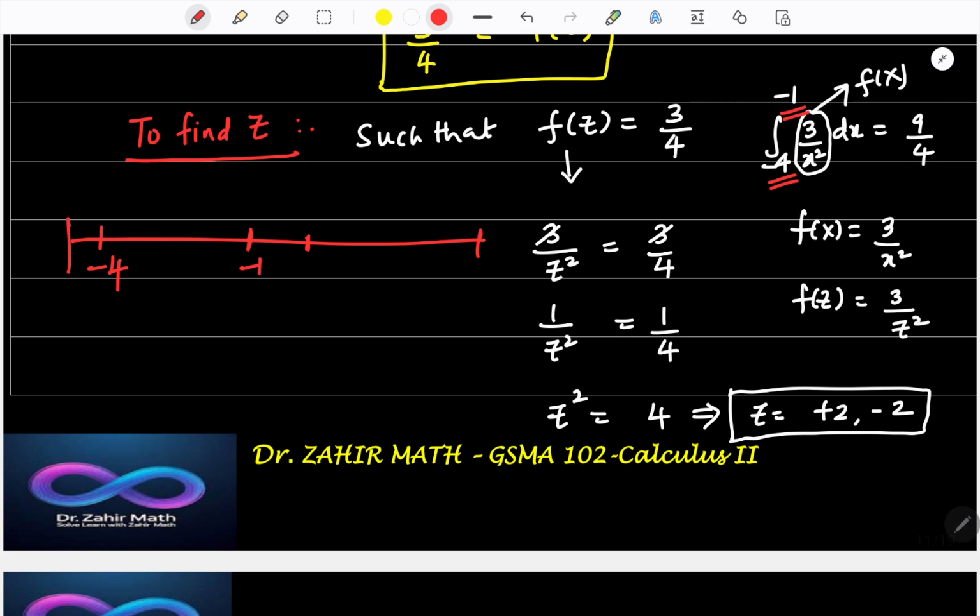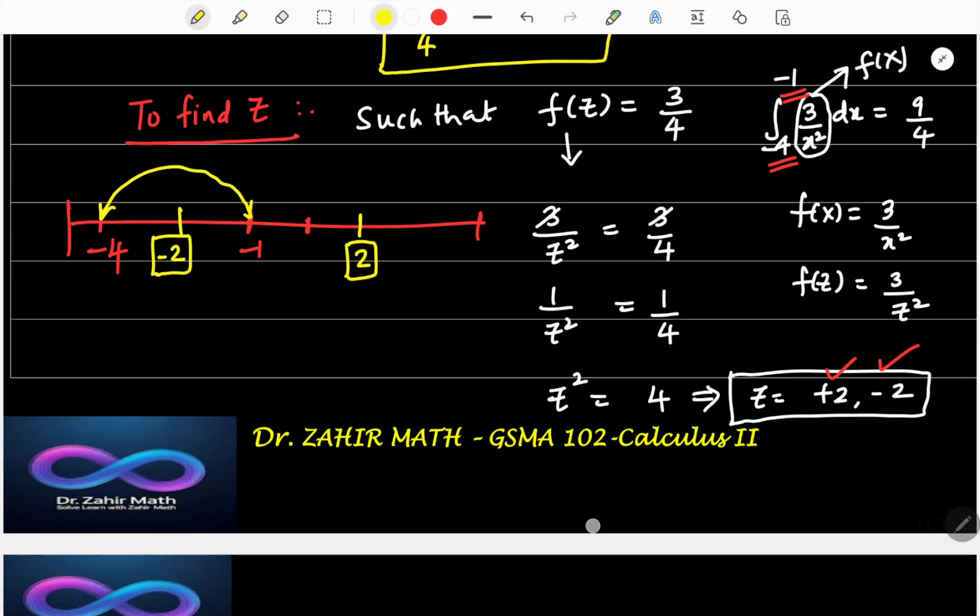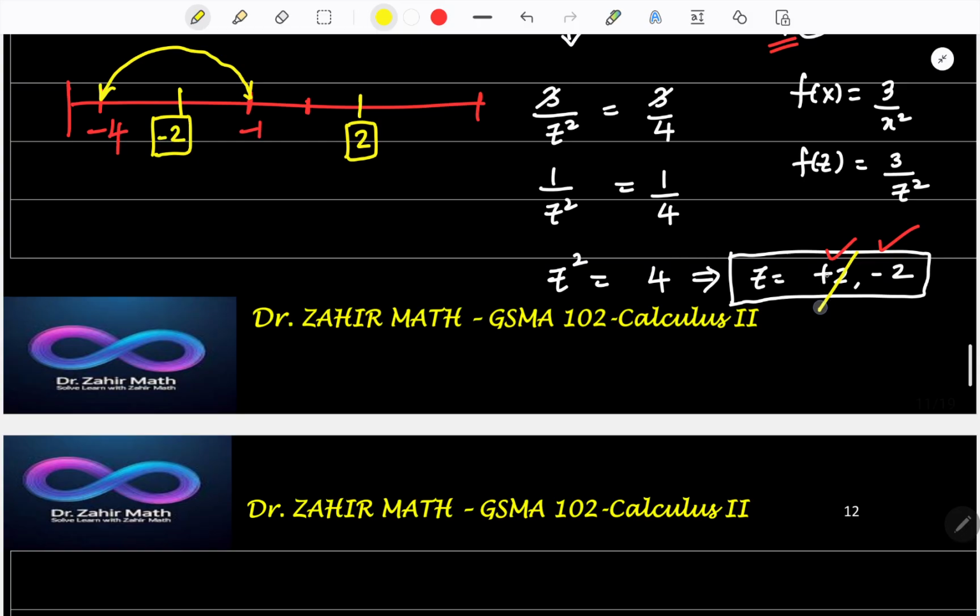Yes or no? Right. So now you got z values plus 2 and minus 2, right? Plus 2 is coming where? Plus 2 is coming here. Where is minus 2 coming? Minus 2 is coming here. It means in this interval, at least one value. So it means z equal to 2 is not a value. Only z equal to minus 2 is the value.